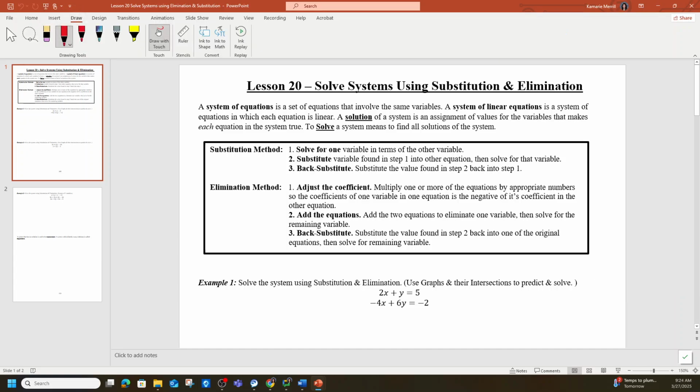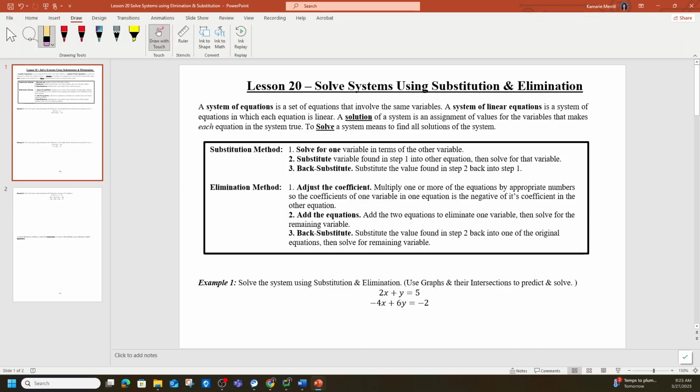So a system is a set of equations that involves the same variables. So x and y, like if I have to find x and y and you have another equation, it should also have x's and y's, same variables, okay? You can't have x, y, and then just another one with a z, okay? So they need to match some variables.